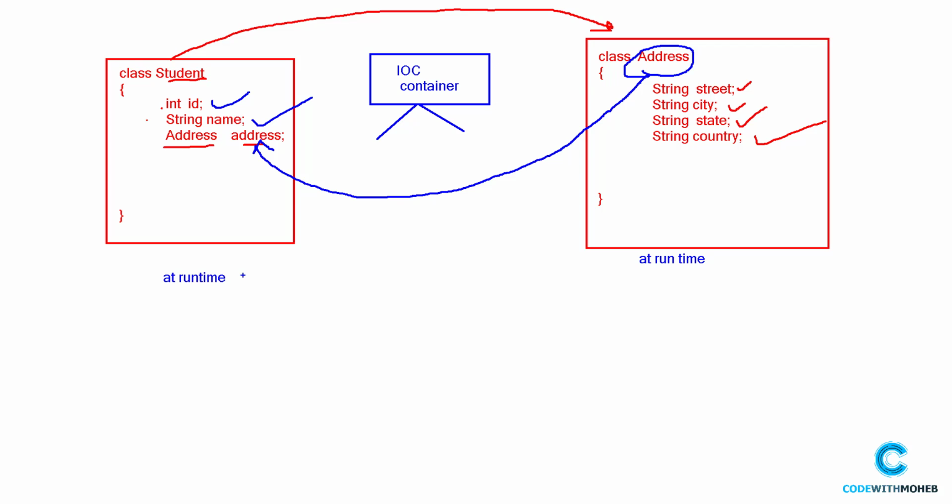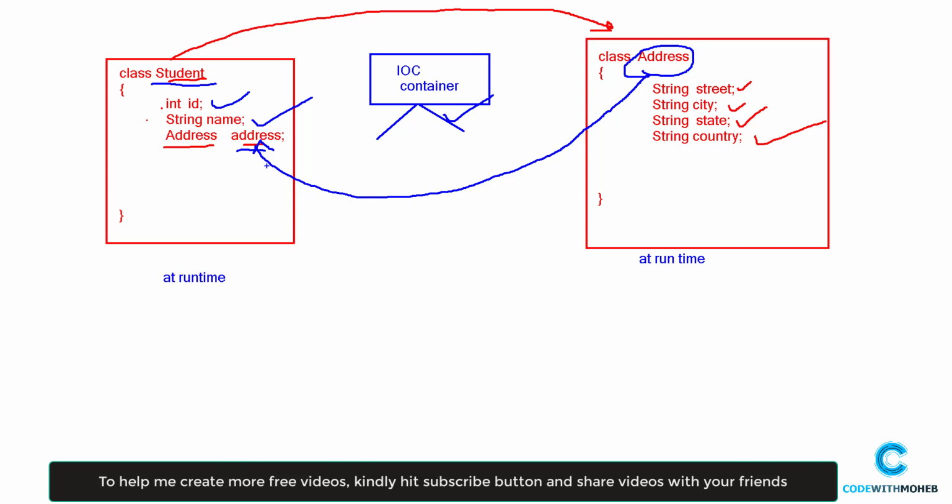Then we will ask the IOC container to give us the Student class object once all the injections are performed. The IOC container will create the object of the Student class and give it to us after it injects all the Address values, and also the Address object values, into the address variable. So this is how injections are done. If you remember the first video, I also talked about how injection in the IOC container is done.